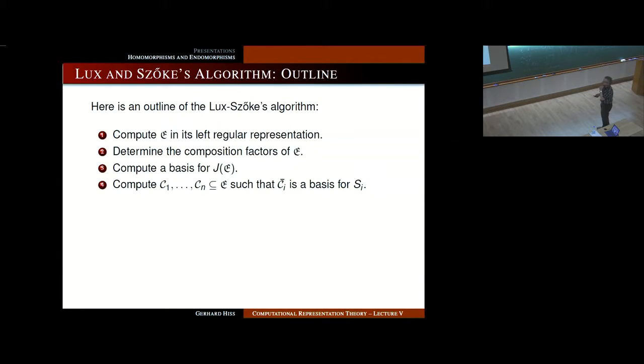You see the J, yeah, okay. And then choose any non-nilpotent element in each of these sets, okay.